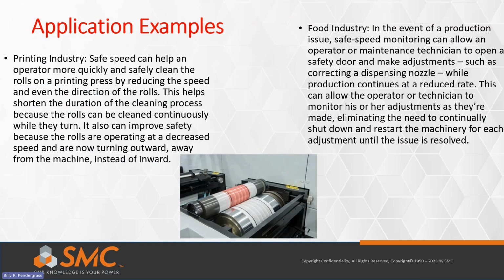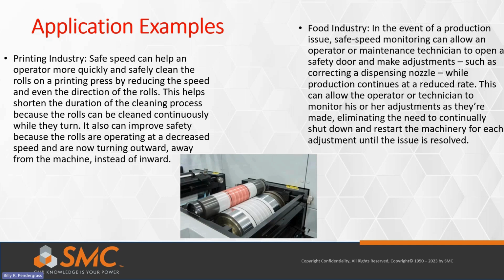Let's look at a couple applications. In the printing industry, safe speed can help an operator more quickly and safely clean the rolls on a printing press by reducing the speed and even the direction of the rolls. This helps shorten the duration of the cleaning process because the rolls can be cleaned continuously while they turn. It also can improve safety because the rolls are operating at a decreased speed and are now turning outward away from the machine instead of inward. Now there is no pinch point.